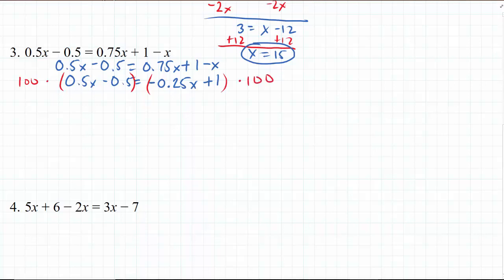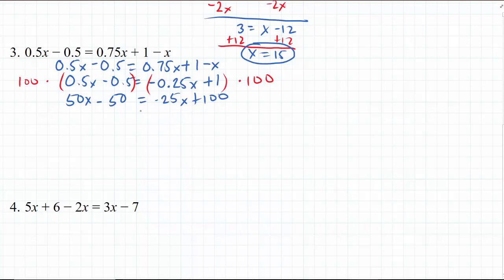Now I'm going to distribute the 100 times 5 tenths. Really, we just move the decimal over 2 places, right? So that's going to be 50x minus 50, because 5 tenths times 100 is 50. Equals 100 times negative 25 hundredths, which is negative 25x, plus 100 times 1, which is 100.